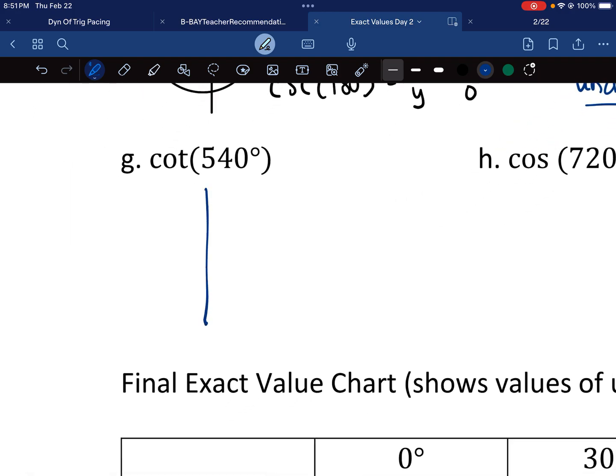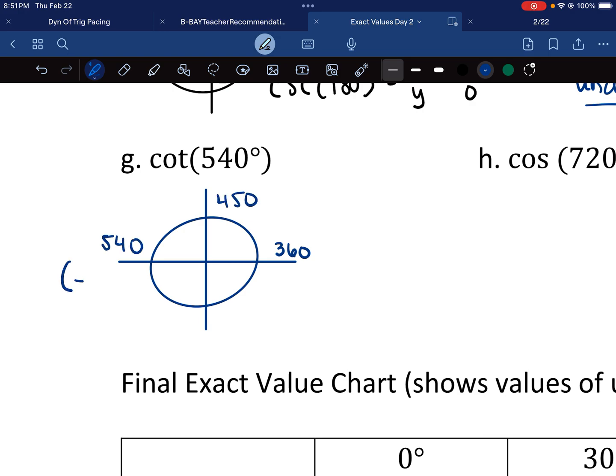All right, last few. I know that a full rotation, here's 360. If I keep adding 90, I'll get 450, and then I'll get 540. Negative 1, 0. Cotangent is x over y, which is negative 1 over 0. So this is undefined.